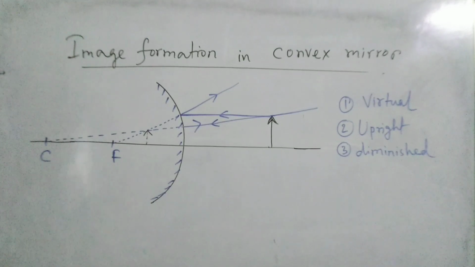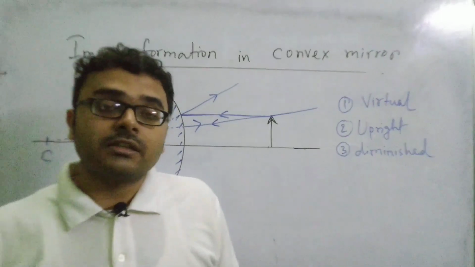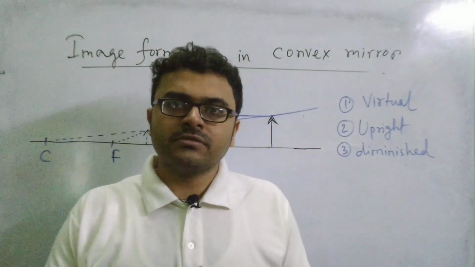Okay, so I hope the ray diagrams for the two kinds of mirror, convex and concave, for different positions of the objects are clear to all of you.